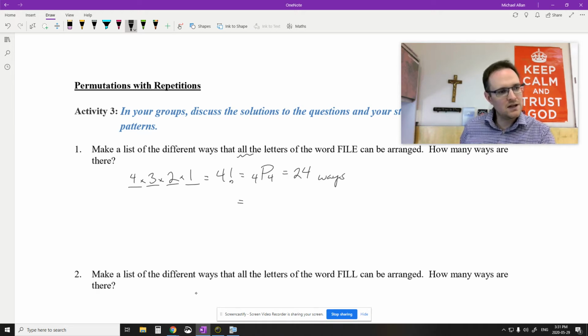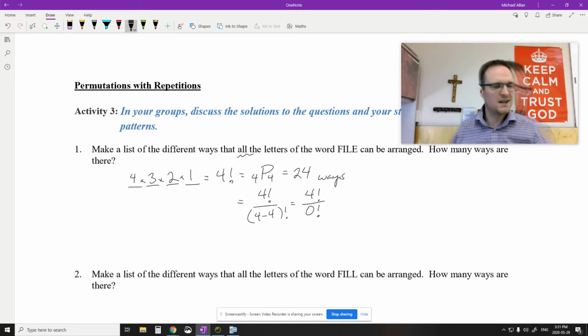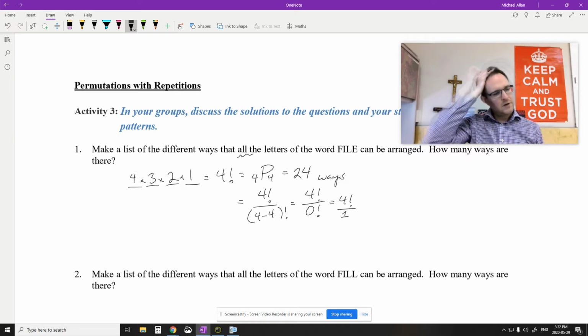You can even do it this way. You can change this into permutation notation. Here you have 4 minus 4 factorial. Now this is kind of weird. You're thinking, okay, 4 minus 4, isn't that 0? What is 0 factorial? Am I dividing by 0? Is that going to cause a problem? Well, we'll get into the proof of it, but one of the identities or properties of factorials is that 0 factorial is 1. You can put it in your calculator, so you can't see it there, but 0 factorial is 1. So this just ends up being 1 again.